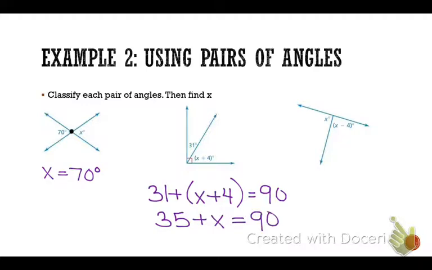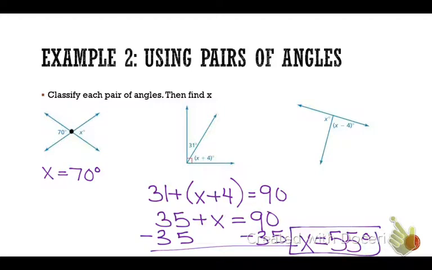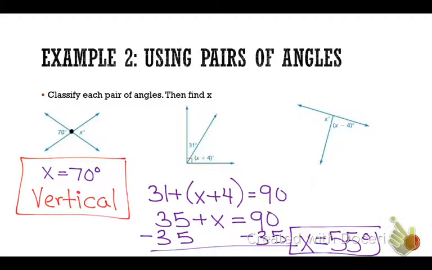All right, now I need to solve for x. What would x equal? How can I figure that out? Subtract 35 from both sides. And x equals 55 degrees. All right, now one thing we need to go back and do. We said what they were, but we actually do need to write it. We said that the first pair was vertical, right? I need you guys to write that, okay? So you'll be asked for both of these answers on your quiz and your test.